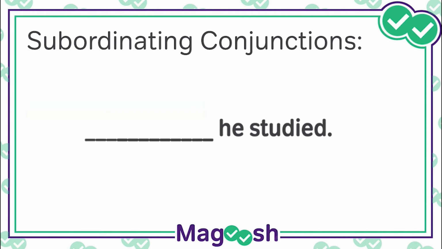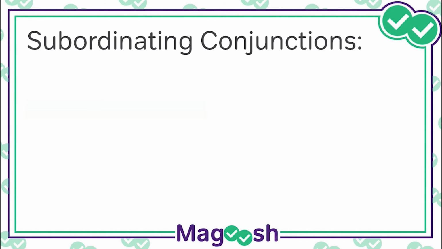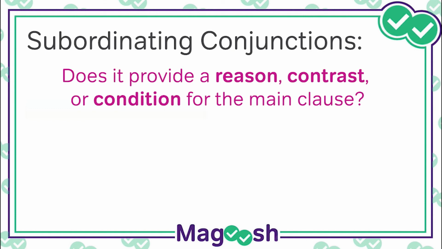Subordinating conjunctions include because, although, even though, since, nevertheless, whereas, while. There are more, but a good shortcut to identifying whether a word is a subordinating conjunction is to ask yourself the following. Does it provide a reason, contrast, or condition for the main clause?